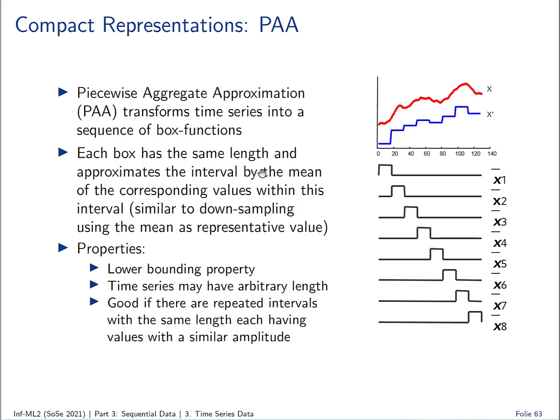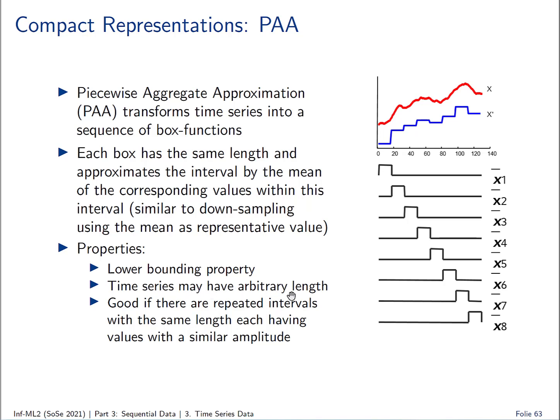Yeah, and then just to round it up, you can use different base functions, of course, also. So piecewise aggregate approximations use box functions. Each box, the time series is partitioned into boxes. Each box has the same length and approximates the interval of the same length by the mean of the corresponding values within this interval. So it's very similar to downsampling, using the mean as representative value. It still has a lower bounding property regarding the distance calculations, Euclidean distance, dynamic time warping.